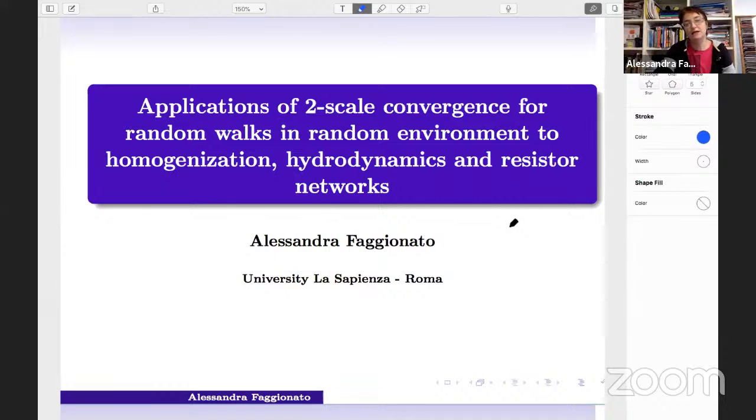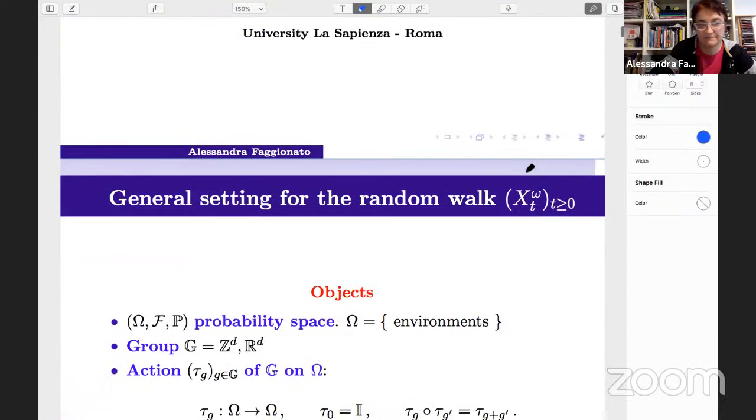Okay, so thanks. Now I will discuss applications of this two-scale convergence. Up to now, maybe it has appeared as something a little abstract, but the really interesting examples come from applications. So I will discuss applications to invariance principle, homogenization, hydrodynamics, and I think I will have no time for resistor networks, but people interested can then see the slides.